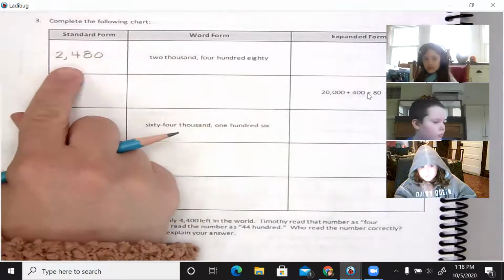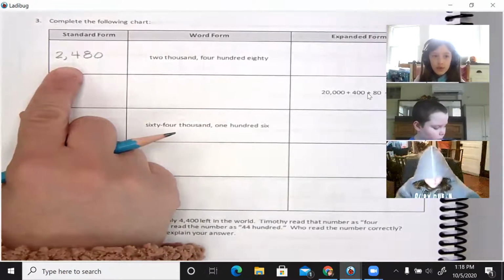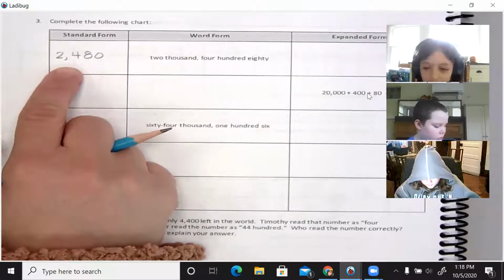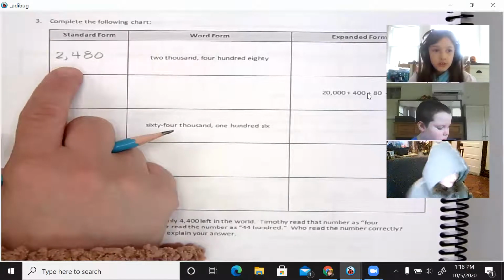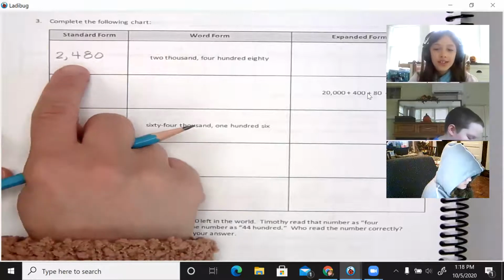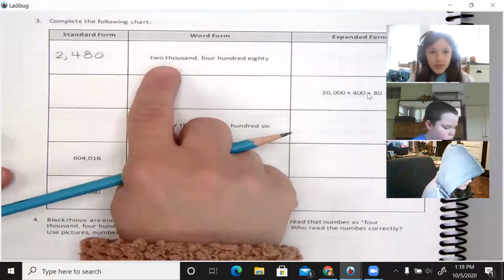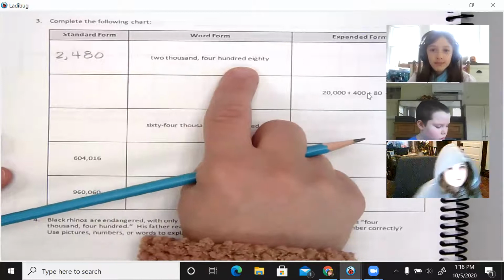Okay, Sarah, read this number. 248. 480. Try that again. 2,480. Read this. 2,480. Do they match?